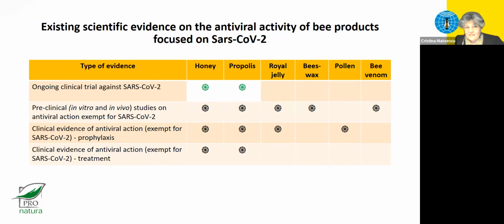The other studies have been preclinical, in vitro or in vivo, on the antiviral activity, but do not include SARS-CoV. Then there is clinical evidence for honey, propolis, royal jelly, and pollen, but for prophylaxis, also excluding SARS-CoV. And the clinical evidence, unfortunately, is only made with antiviral without SARS, for honey and propolis. Okay.